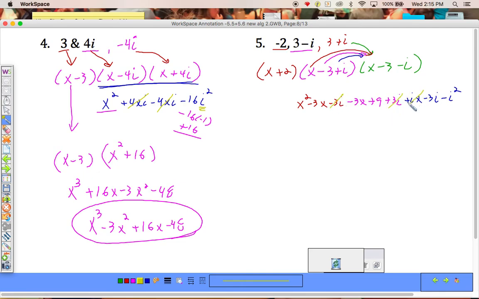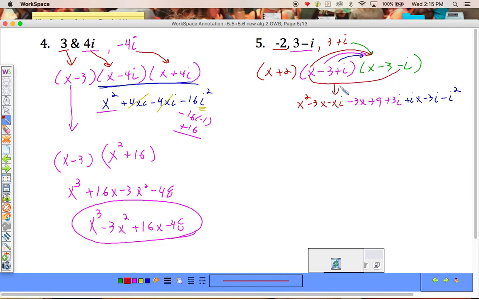xi, I messed up something real quick. Let me back up. Let me double check these. x squared minus 3x minus 3i, negative 3x plus 9 plus 3i, xi minus 3i minus i squared. That's not it. I found my mistake. That's where they weren't all canceling, so I know I did something wrong. There should be an xi or minus xi. When they don't cancel, something's wrong. Because this times this is my negative xi.